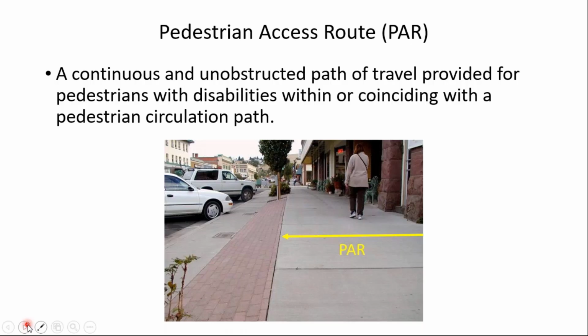So notice this image here. I've highlighted the PAR. That's the accessible portion of this pedestrian circulation path. This portion complies with the width, the cross slope, the surface, the grade, and other requirements. But the pedestrian circulation path is actually from the back of curb here to the storefronts. So in this case, we would say that the PAR is contained within the pedestrian circulation path.